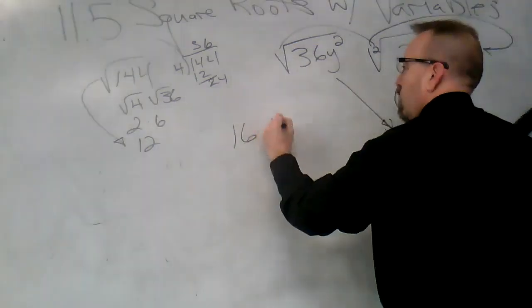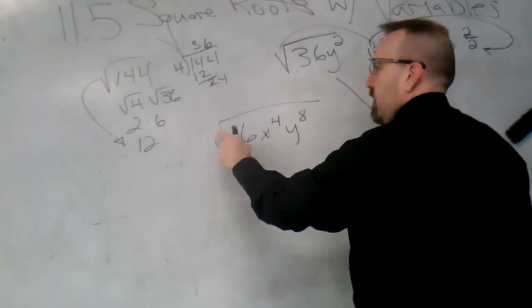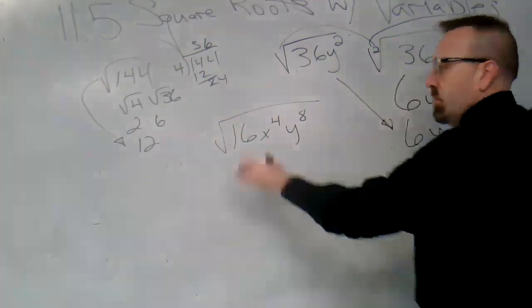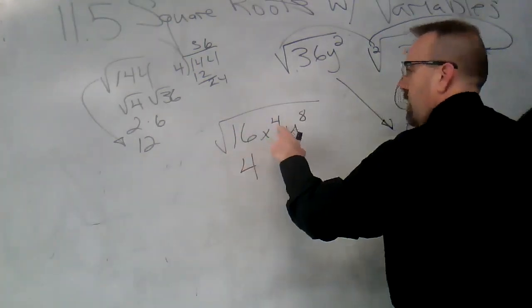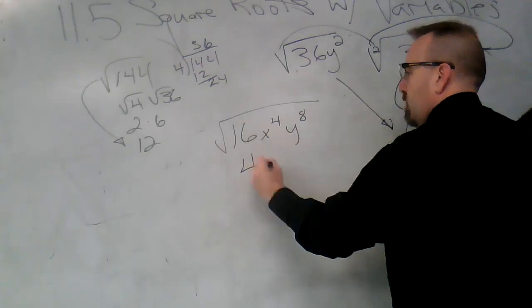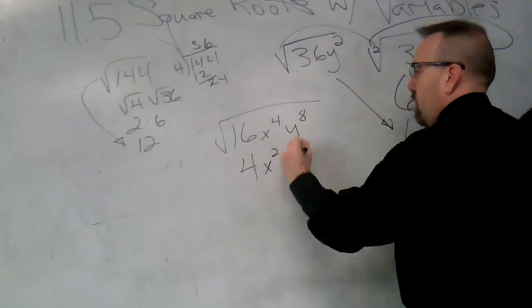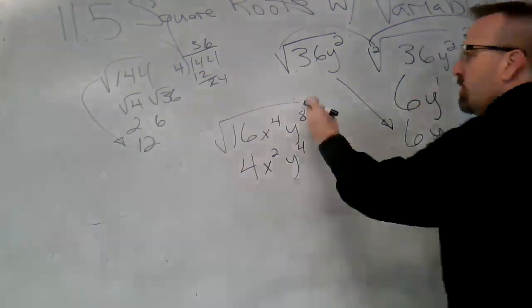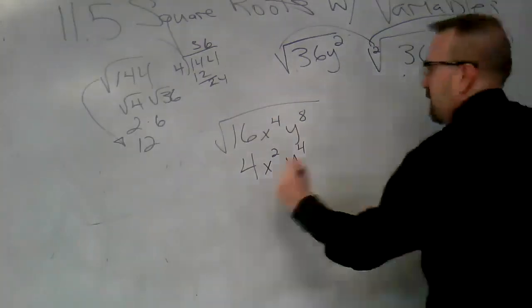16x to the 4th, y to the 8th. We could have multiple variables. Again, if there's nothing there, it's assumed to be 2. So we do the square root of 16. 4. 4 divided by 2 is 2, so we get x squared. 8 divided by 2, y to the 4th. So basically, you are just cutting it in half every single time. Let's do one more just like that.